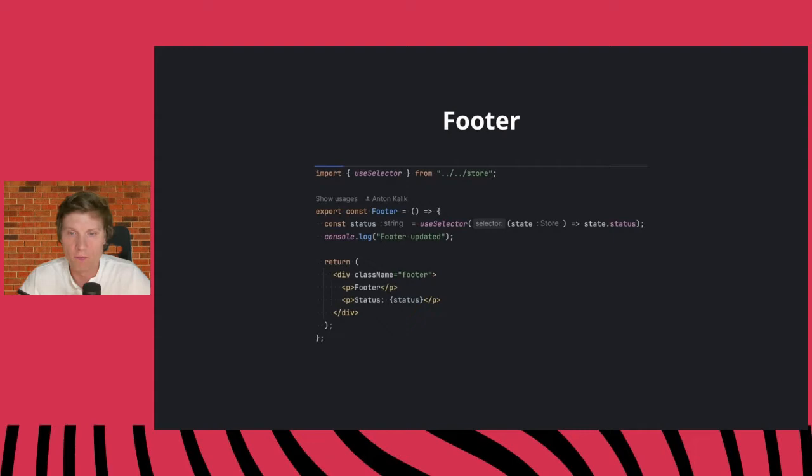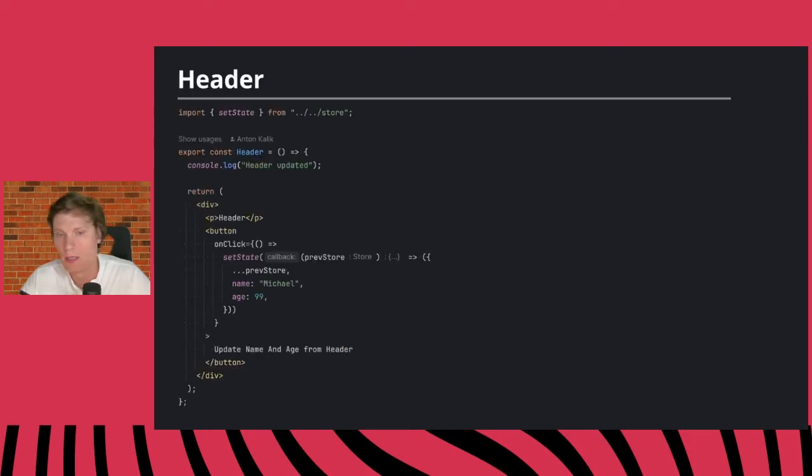So the footer, the same thing. We're going to use the selector. We're going to take the status, and we just render that status because we're just getting that data from the store with the selector, and that's it. In the header, the same. We just get the setState from our store. We take the previous store. We provide the latest data from the store.